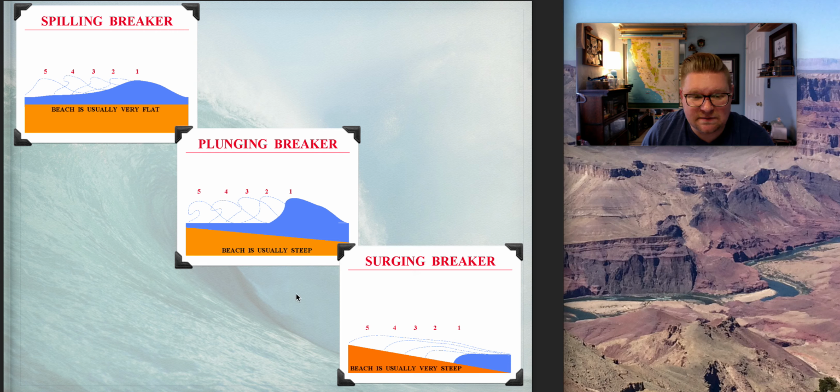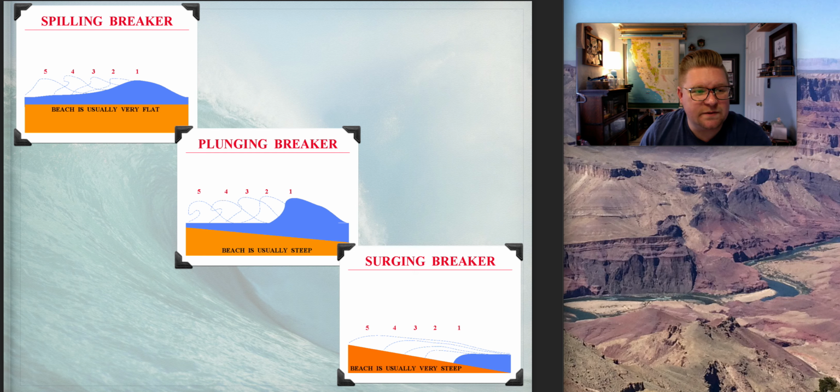The biggest difference amongst all of these that we identify is the beach slope. You're looking at how steep it is. Now, the bigger question is, how does this change? The slope of the beach will change based on sediment supply as well as the season. We actually see a seasonal change that causes our beaches to change their slope. That's why during the winter we usually see more plunging and surging waves, and during the summer we see more spilling waves, and we'll talk about that in a little bit.